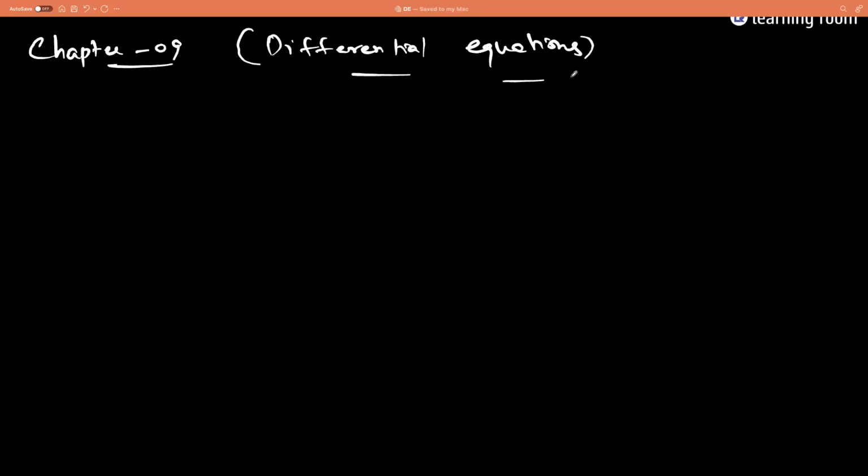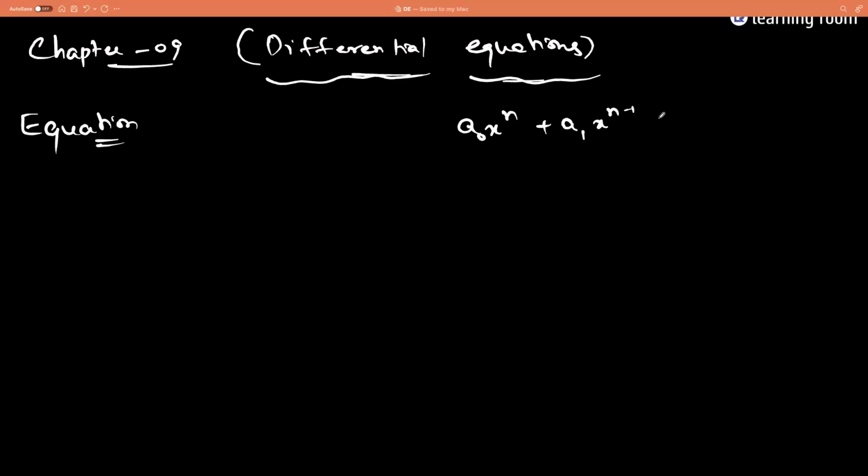So as the name suggests, it has something to do with differentiation and equations. So first, let's try to understand what is an equation. For you to have an equation, you basically need a polynomial, correct? So how does a polynomial look like? If I have a naught x power n plus a1 x power n minus 1 plus so on till an, this is going to be a polynomial. But if I put an equal to sign and a zero, then it becomes an equation. It's called a polynomial equation, right?